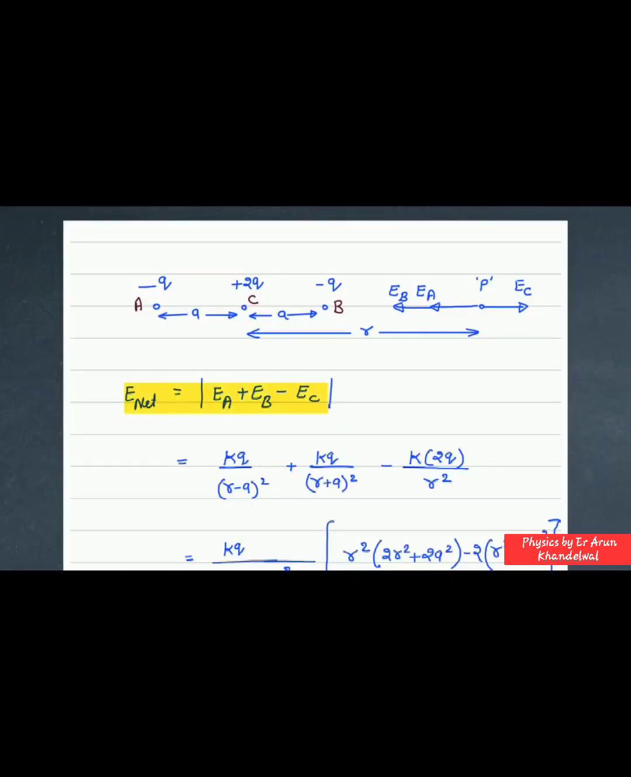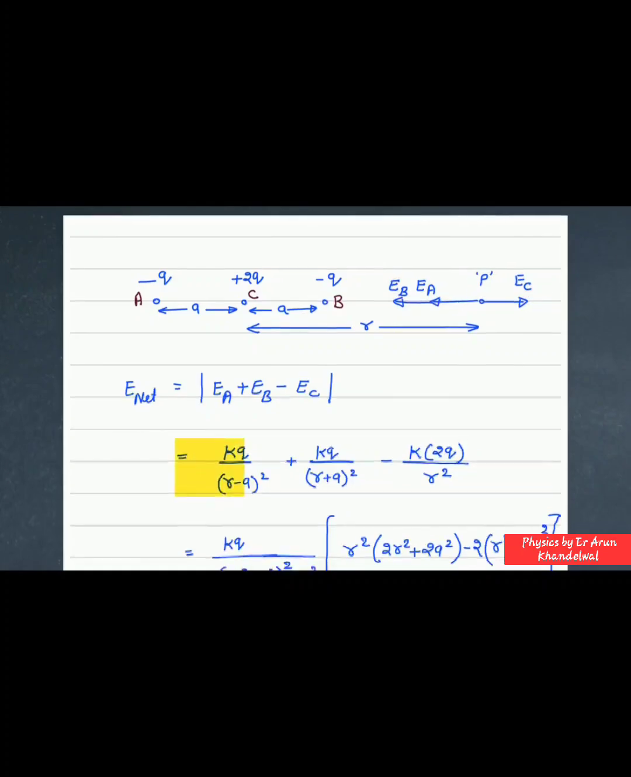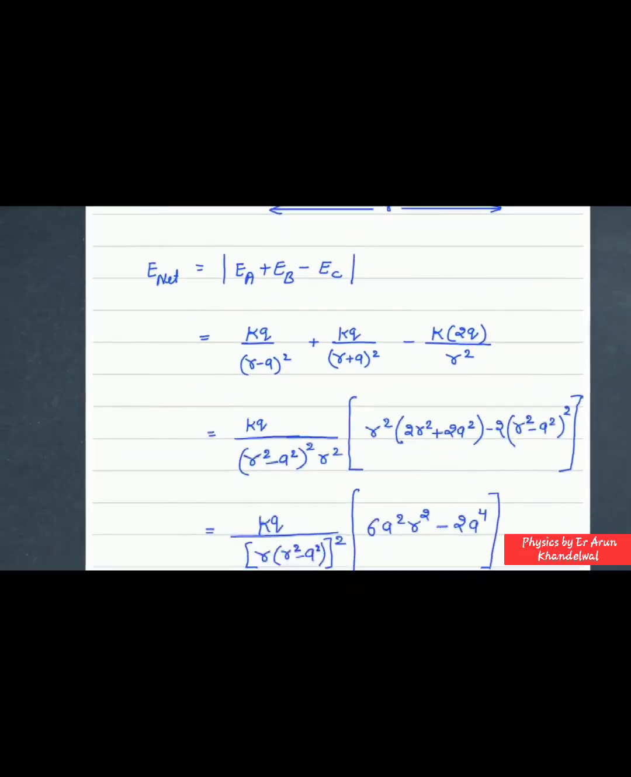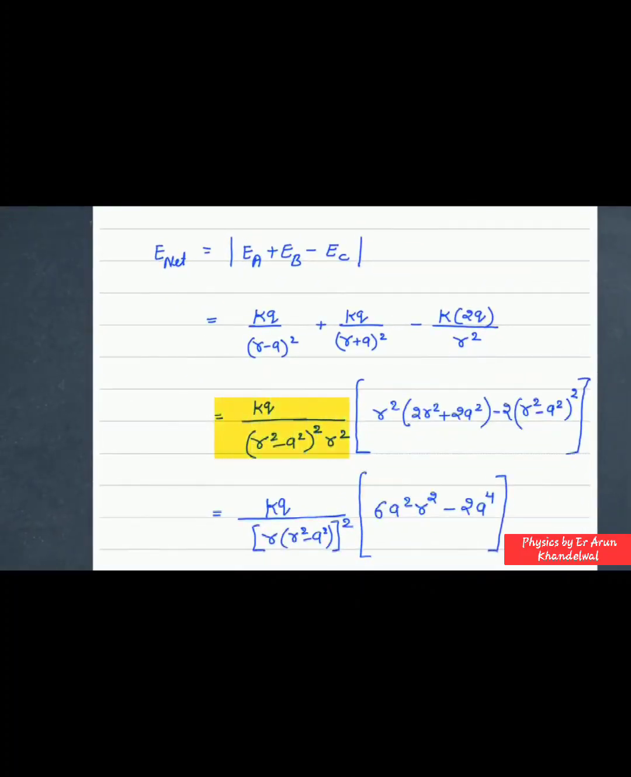Here is our starting equation for the net electric field. We add the two leftward poles, EA and EB, and subtract the rightward push, EC. Then we substitute in the standard KQ over distance squared formula for each term, using those distances we just mapped. To combine these three fractions, we need a common denominator. We multiply the bottoms together to get this massive block: R squared minus A squared, all squared, times R squared.